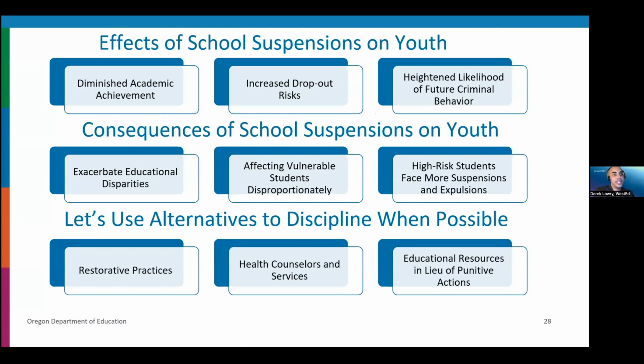So those are diminished academic achievement for the students, an increased risk of dropouts, and a heightened likelihood of future criminal behavior. The consequences for school suspensions are exacerbated educational disparities amongst students. These suspensions typically affect more vulnerable students disproportionately, and high-risk students face more suspensions and expulsions.